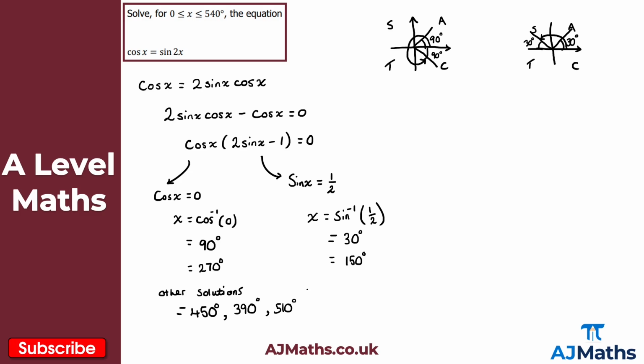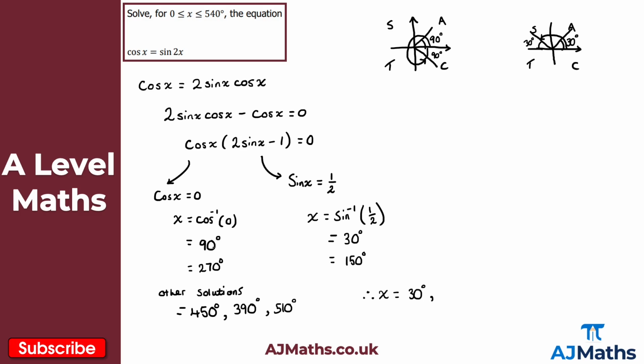There we go. Obviously, if I now add 360 to any of these here, we would fall outside of the domain here for x. It would be greater than 540, so we would reject those solutions. So therefore, we've now found the full set of solutions. So let's just write down the full set of solutions. So x is equal then to 30 degrees.